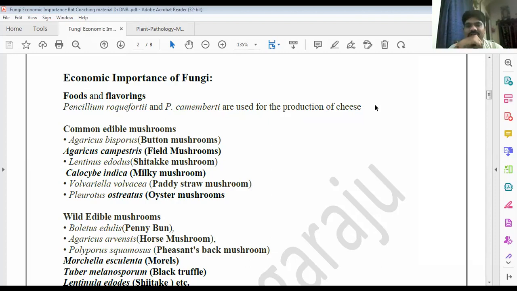We all know fungi are the second largest group. These are ubiquitous, present everywhere. Most of them are saprophytes, and very few are parasites. Most of them are very useful to us. You know, with the single yeast, bakery and beverages, both are running.